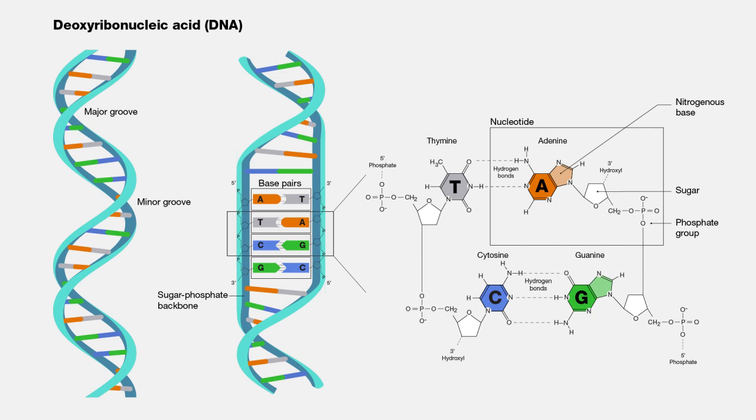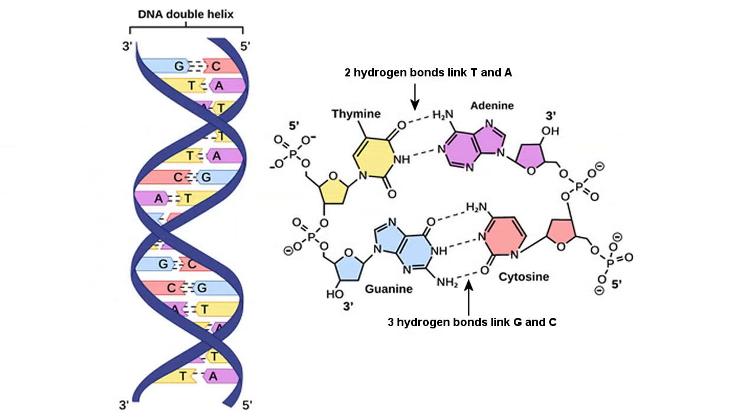Each rung of the ladder is either an A paired with a T or a G paired with a C. An A cannot pair with a G or C, nor can a T pair with a G or C. This is because A and T connect using 2 hydrogen atoms, while C and G connect using 3 hydrogen atoms.